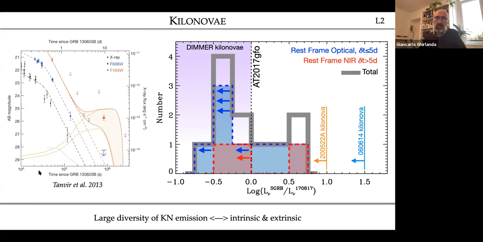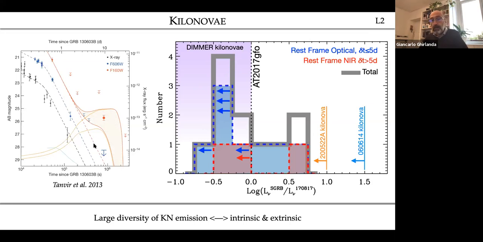So I show you probably the best known example, which is this burst here, 130603B, where, much like in the case of long gamma-ray bursts, there was evidence of a rebrightening of the emission that is sampled with the infrared images in the F160W filter of, I think, the HST. This excess is inconsistent with the decay of the afterglow of this event, which is a cosmological event, okay?